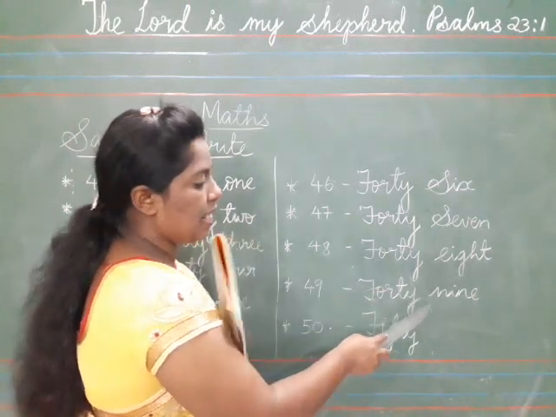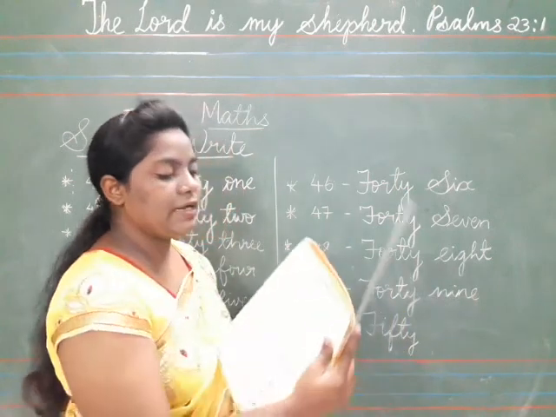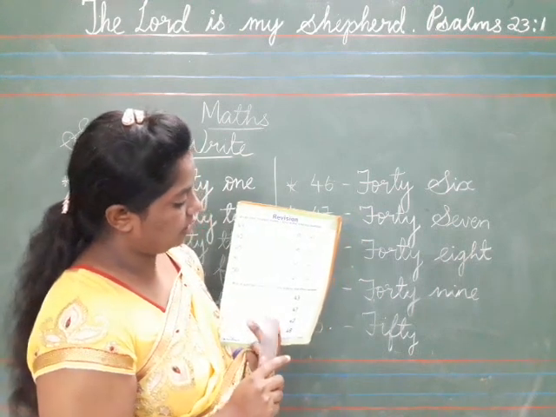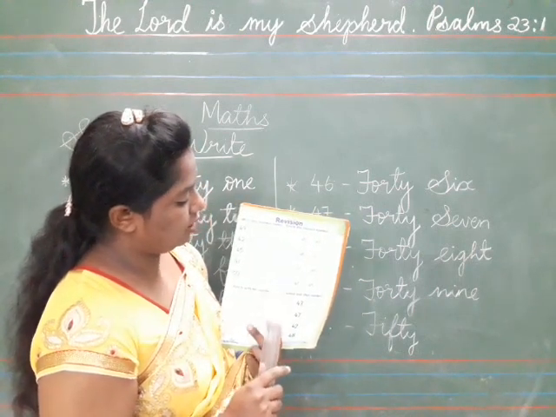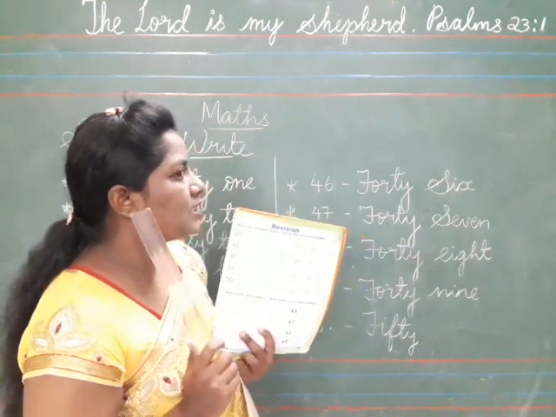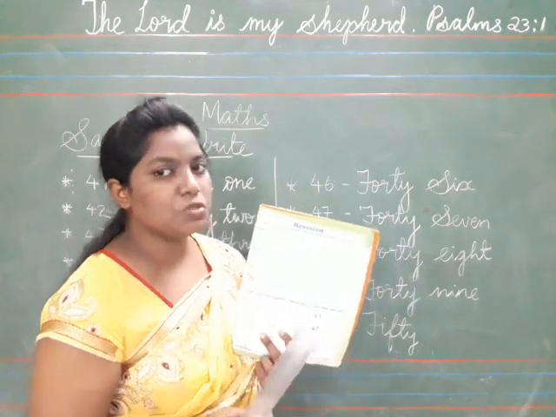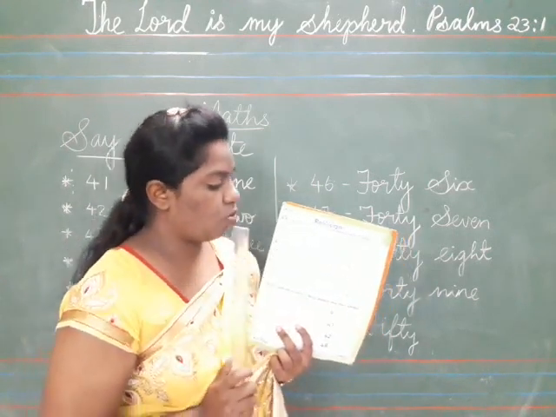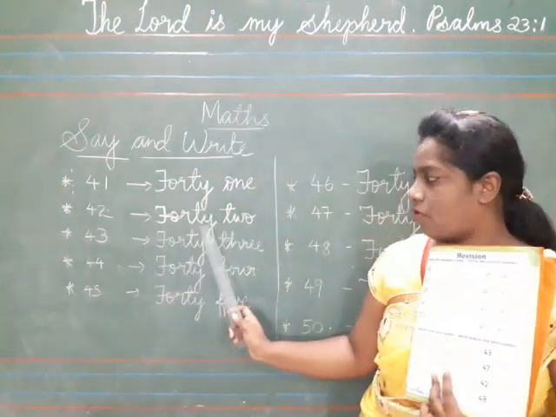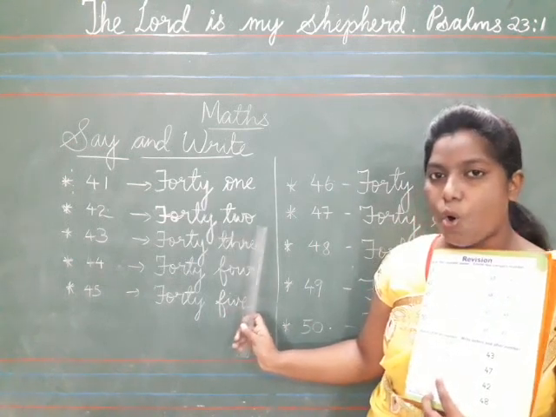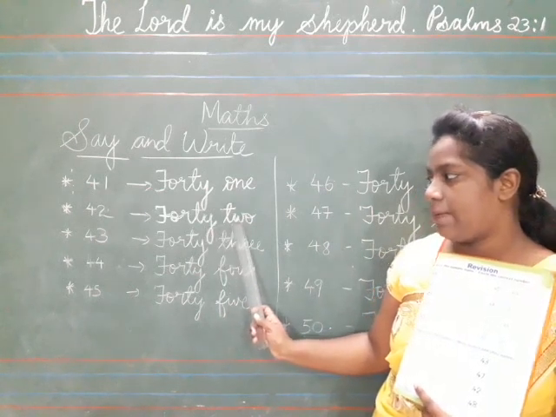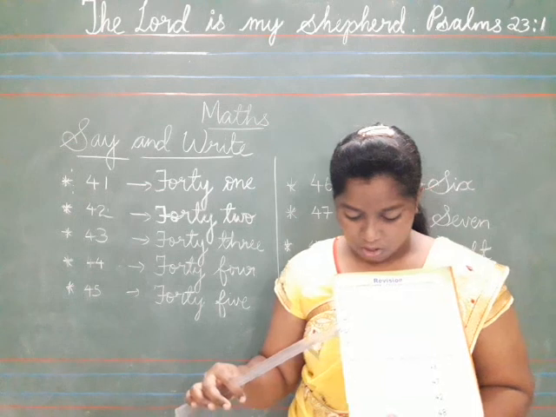F-O-R-T-Y, 49, N-I-N-E 9. Write next to 49. Next to 49, you should write the number name. What is the next number? Look at your book. 42. What is the spelling of 42? F-O-R-T-Y, 42. T-W-O 2.